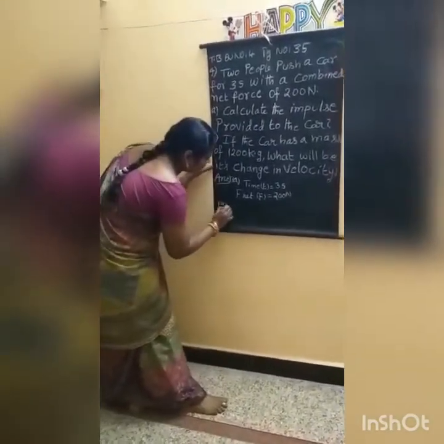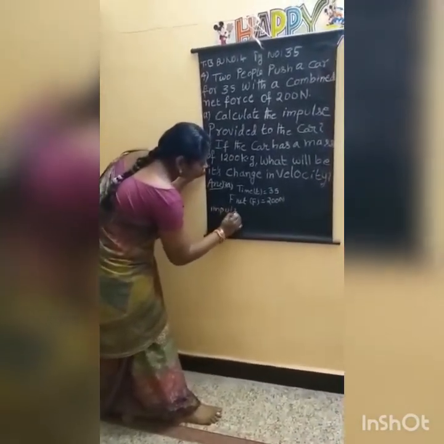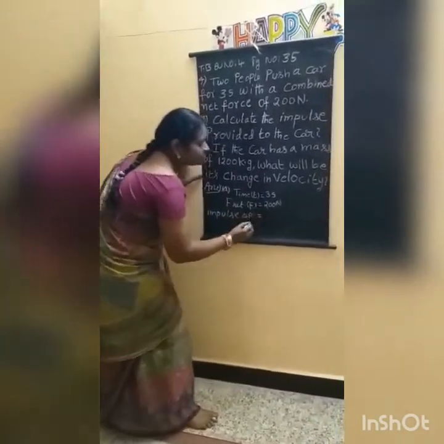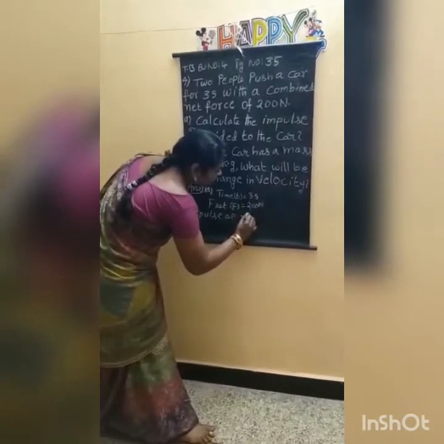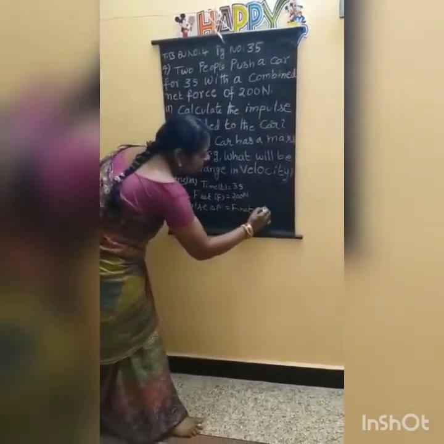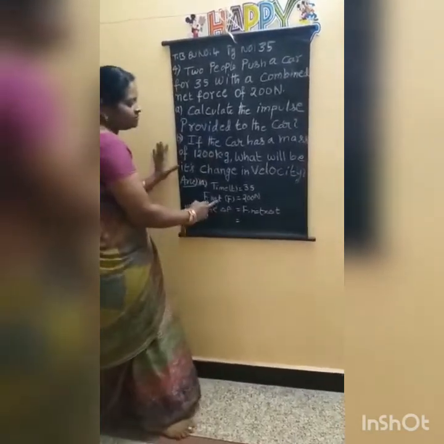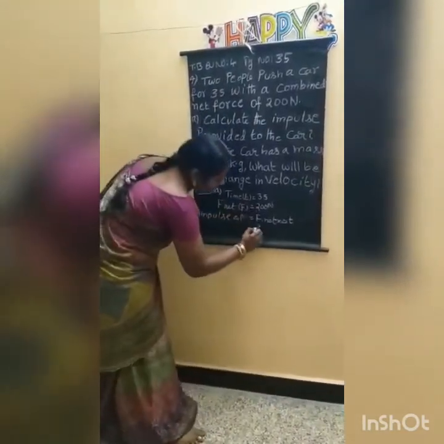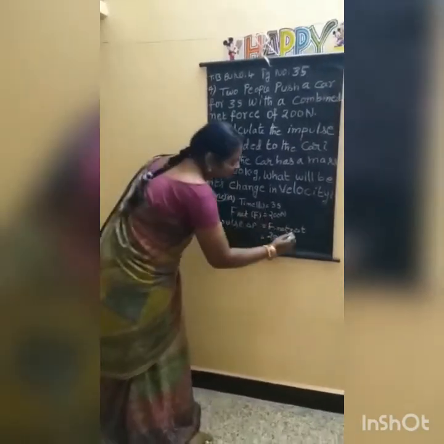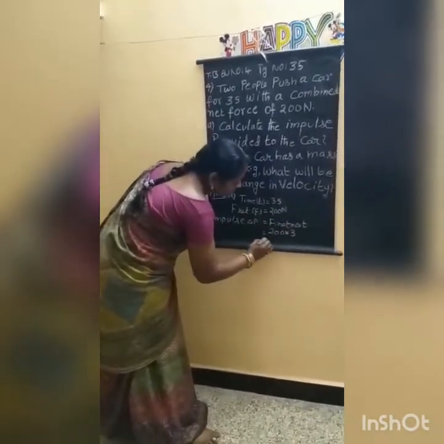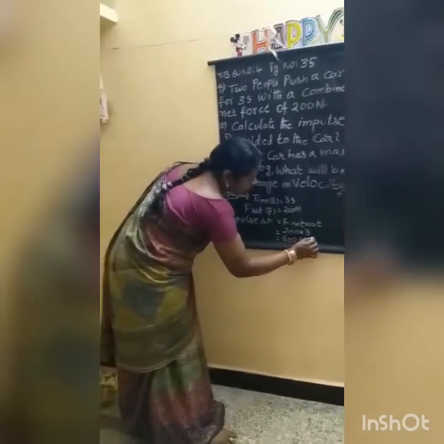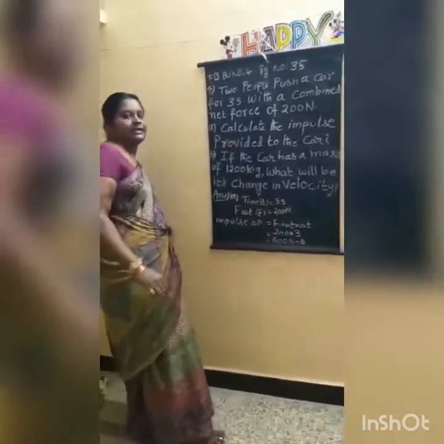Where impulse delta P equal to F net into delta T. What is the value of F net? 200. What is the value of time? T is 3. That is 600 newton second.